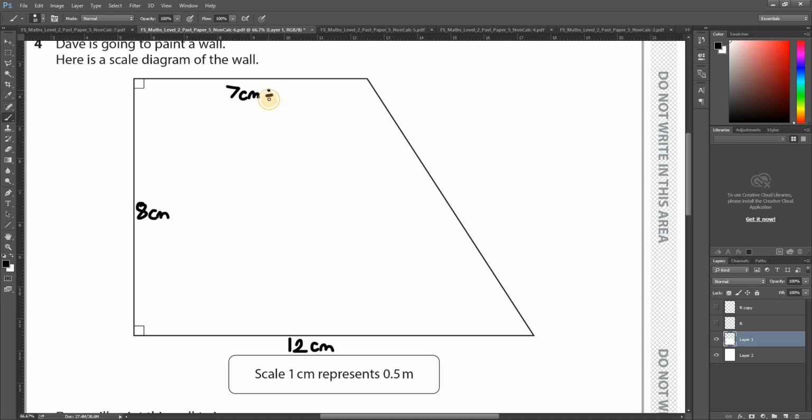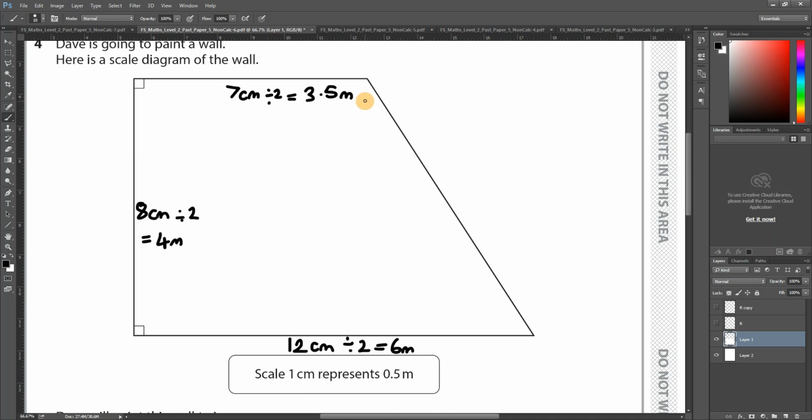So you're gonna have to halve that as well, and we should get our answer in meters technically, because that's our scale. So that's going to be 3.5 meters. That's going to be 4 meters, and that's going to be 6 meters. Okay, so now we can work out the area.